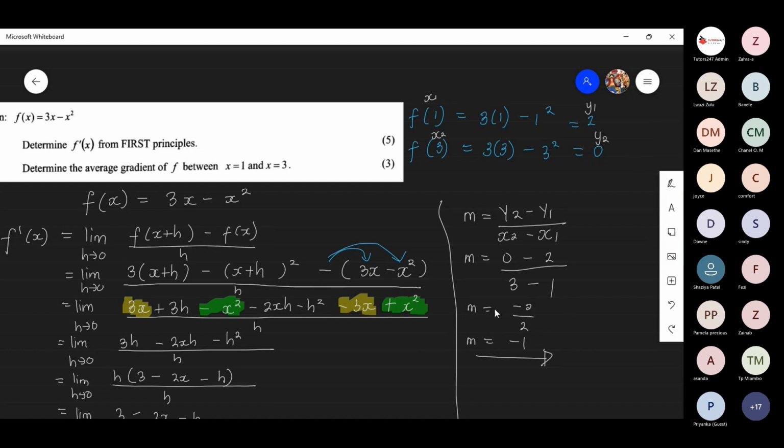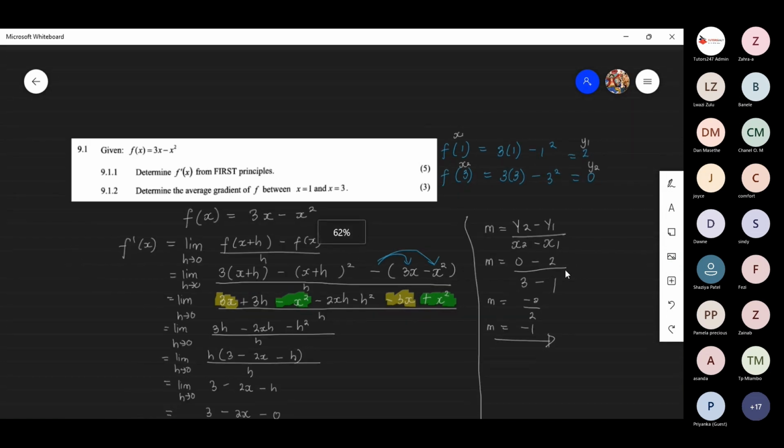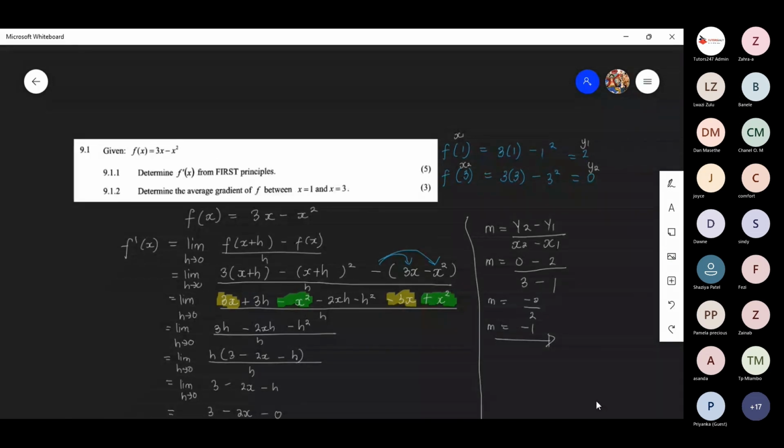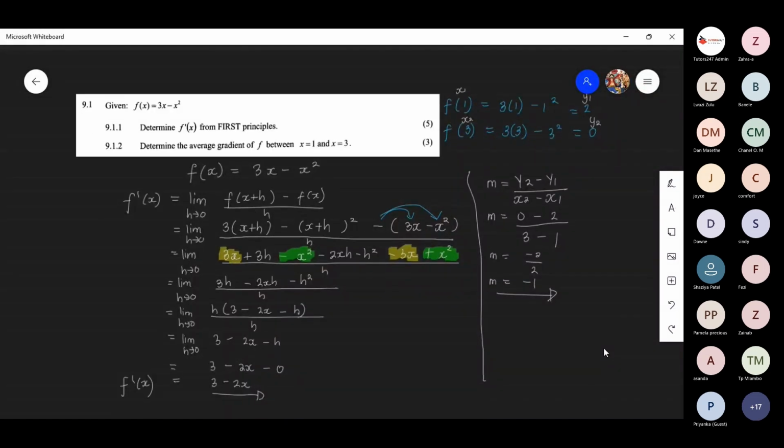Okay, so that is the normal method that you were used to, and it's something that you can use if you were given 2 x values. If you want to use the derivative method, what you can do is do what we previously did, which was substitute the x value into your derivative, because keep in mind the derivative represents the equation of our gradient.